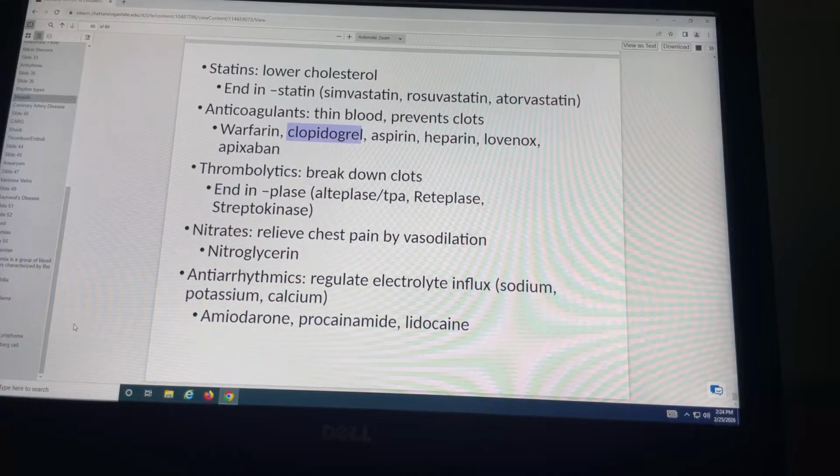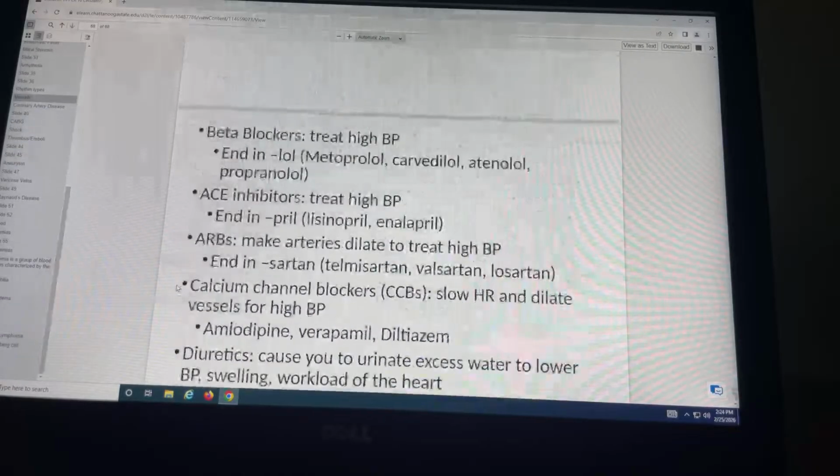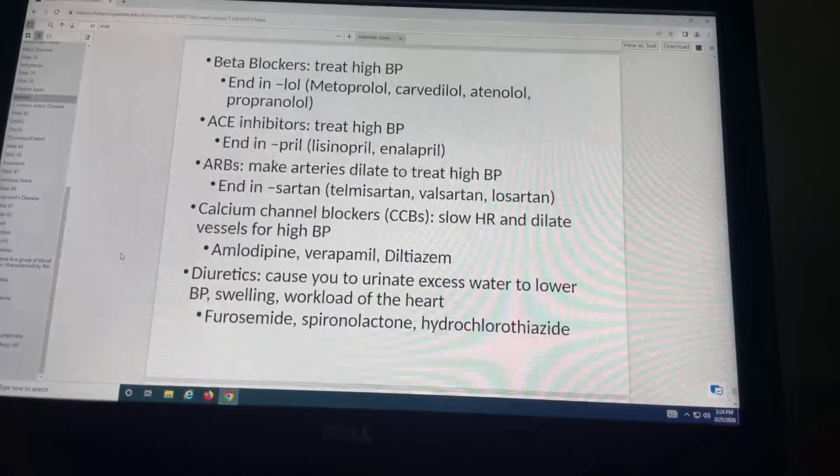And that is pretty much it. That's the last slide. So hopefully that's not too painful as far as medications go. I will turn this off. Any questions before I turn it off?